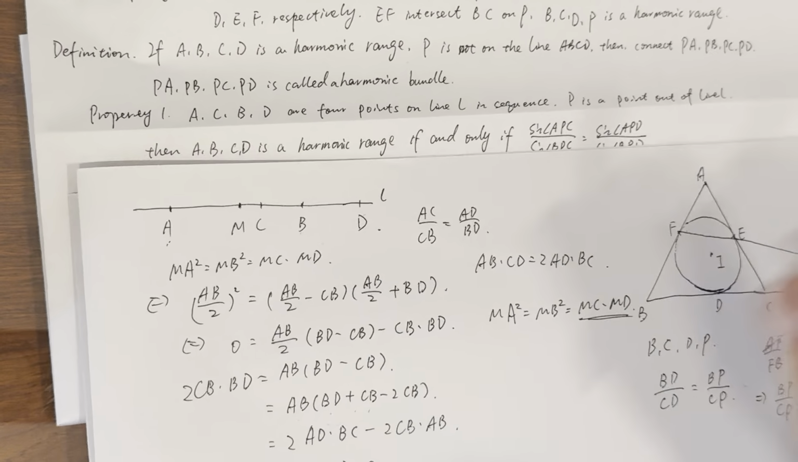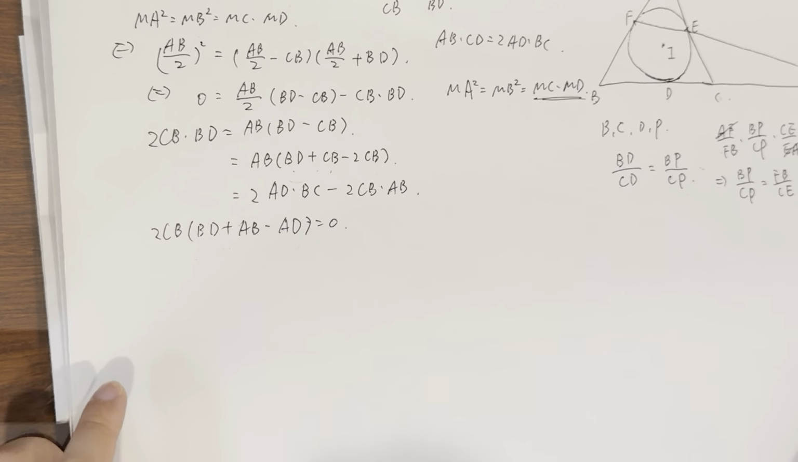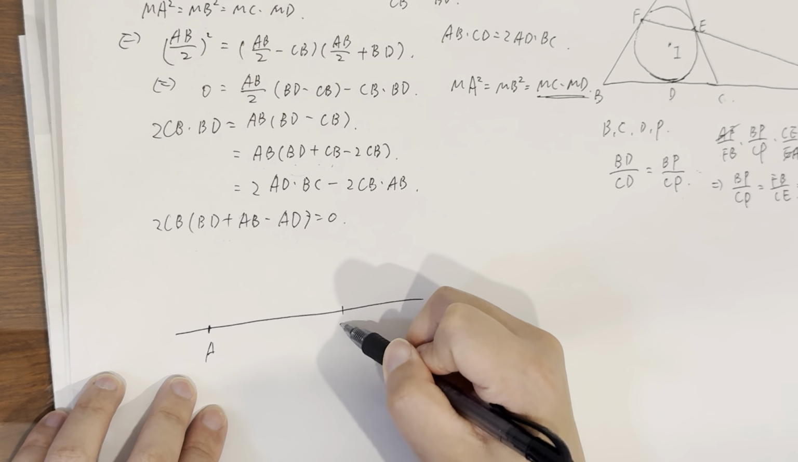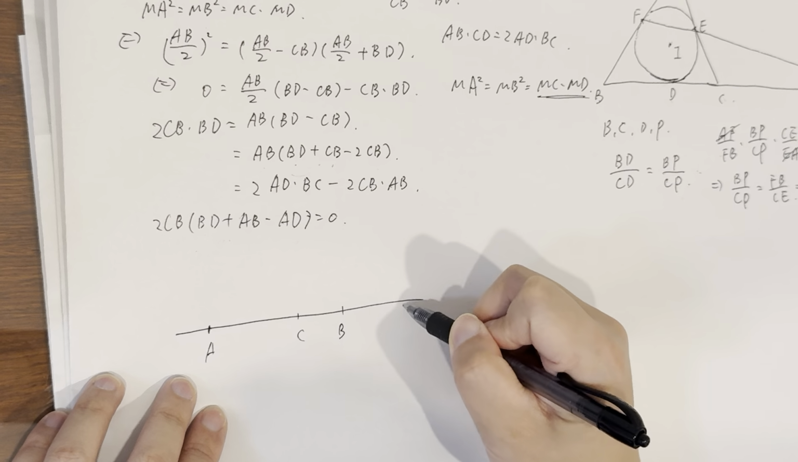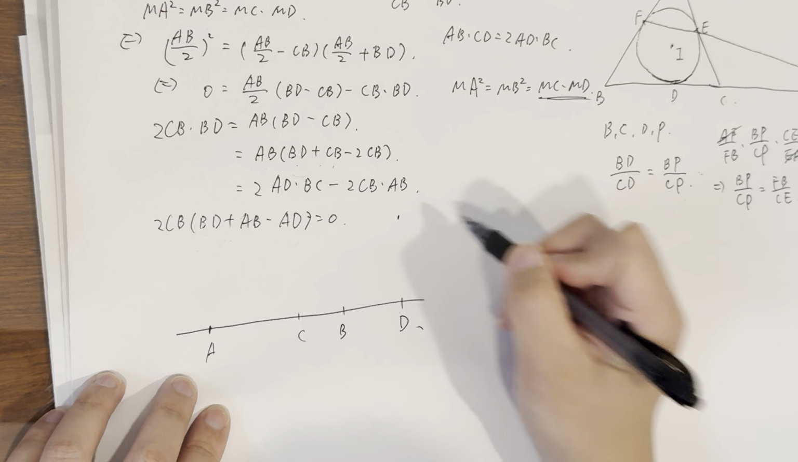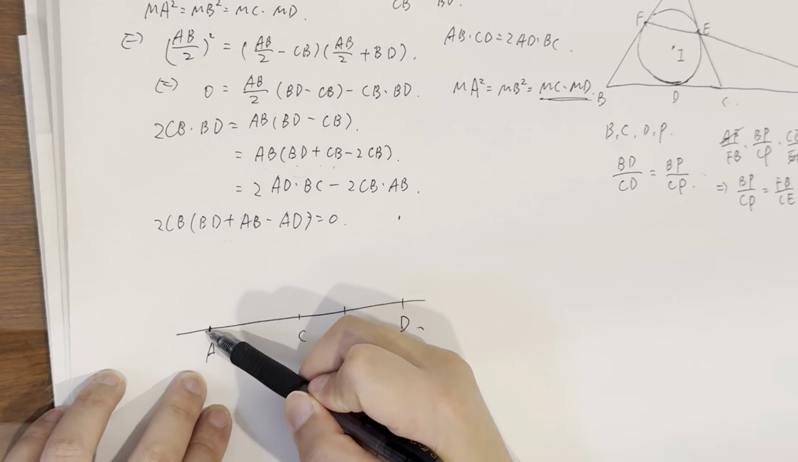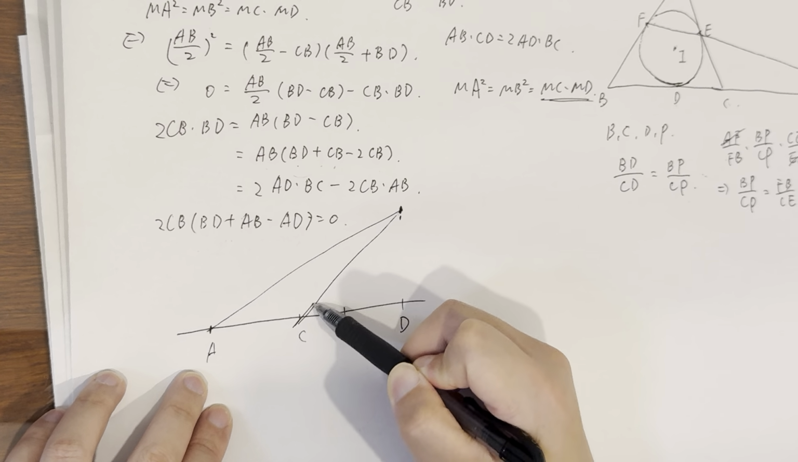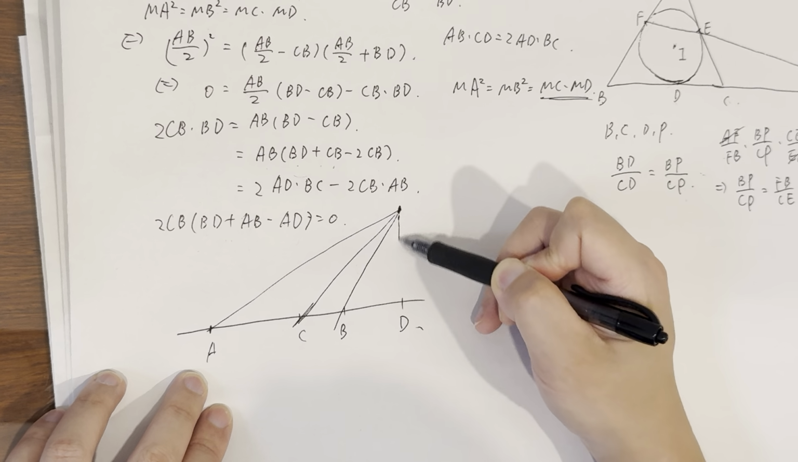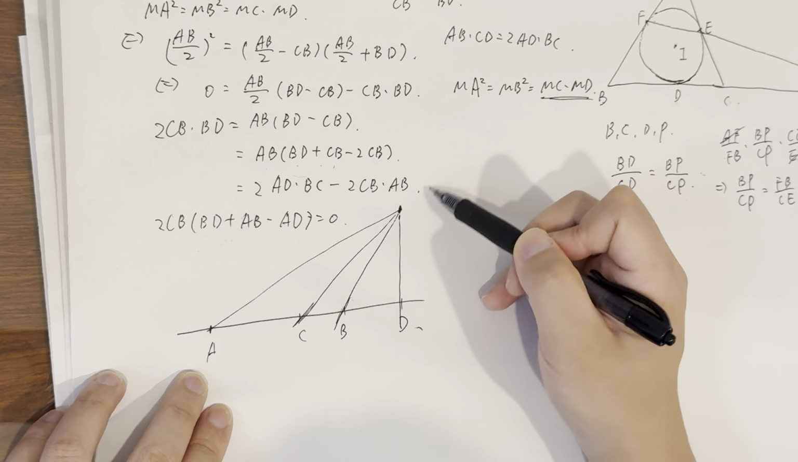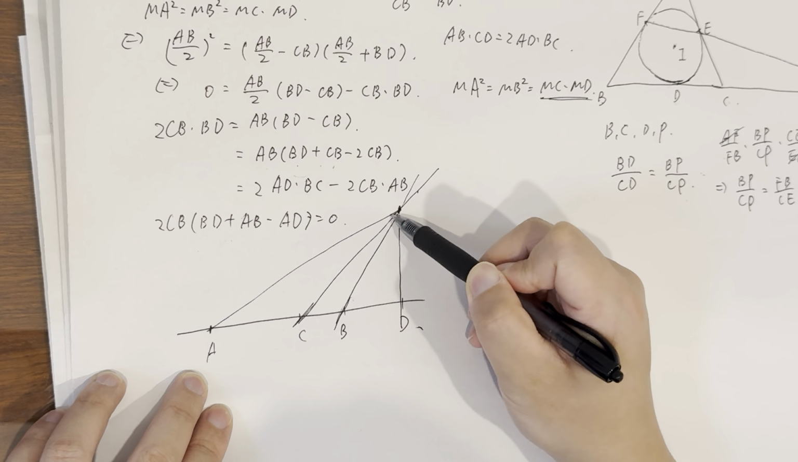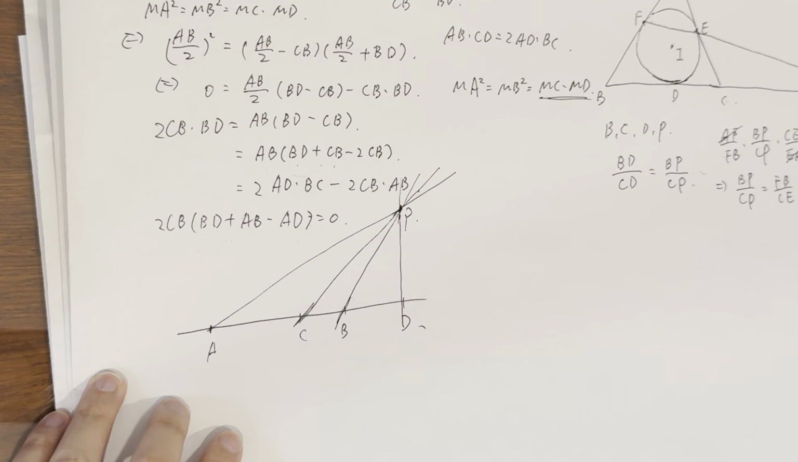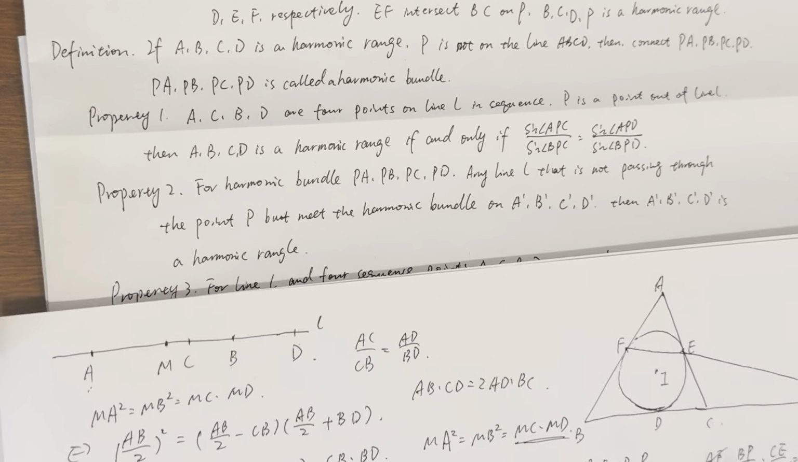Okay, so basically it's saying we find a harmonic range here, which is A, B, C, D, right? And P is out of this line, and we call these four lines, PA, PB, PC, PD, a harmonic bundle.